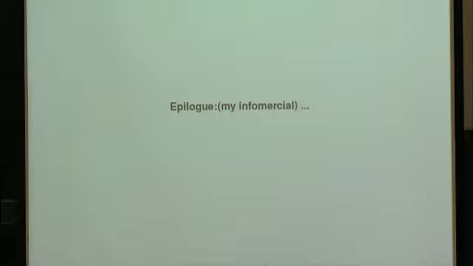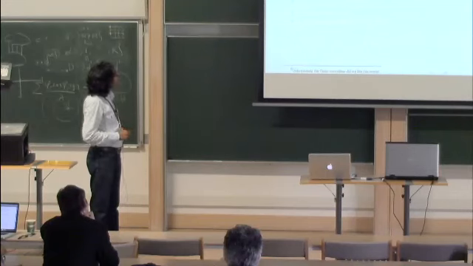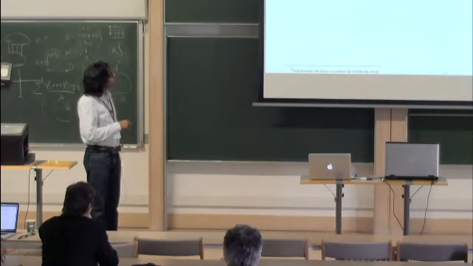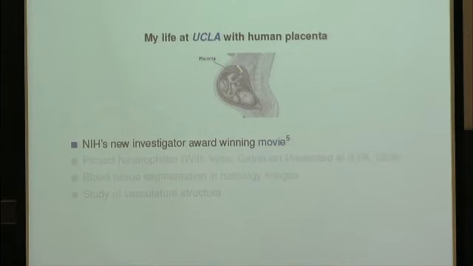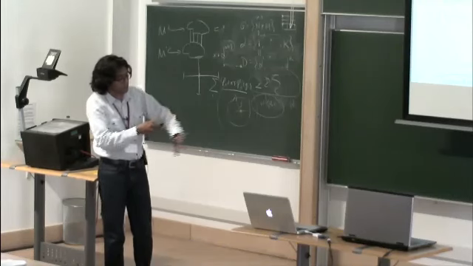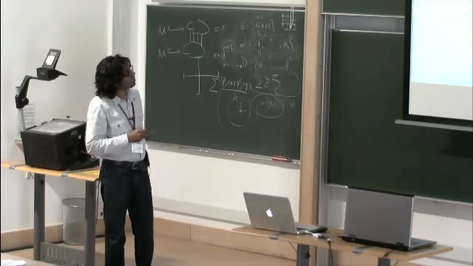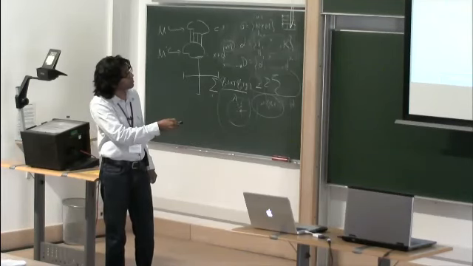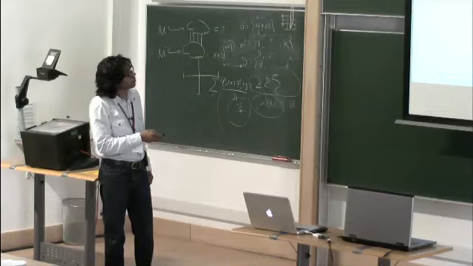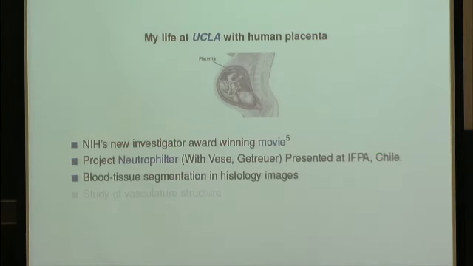So, the epilogue is basically an advertisement as to what I was doing and what I will be doing. My life at UCLA with human placenta. Placenta is an organ which grows along with the baby, where the umbilical cord is connected to the center of the placenta. Okay. We will talk about this movie that we produced about the histology of the placental tissue. There are other projects that we did with Pascal and Luminita Vese, which were presented at IFPHLA, blood tissue segmentation. We will not talk about this. The study of vasculature structure.